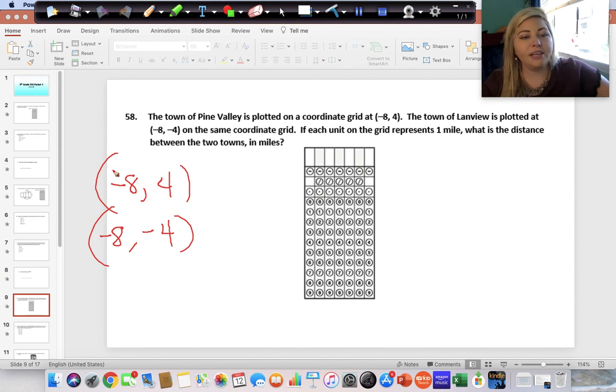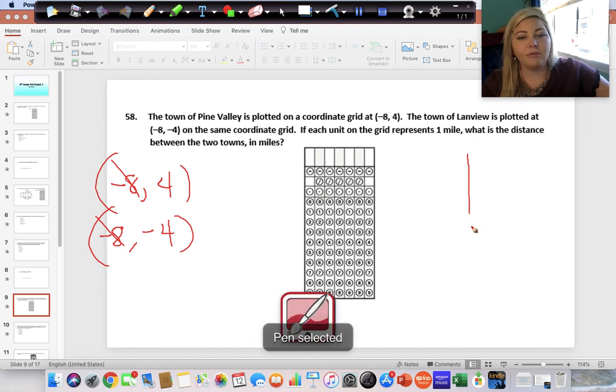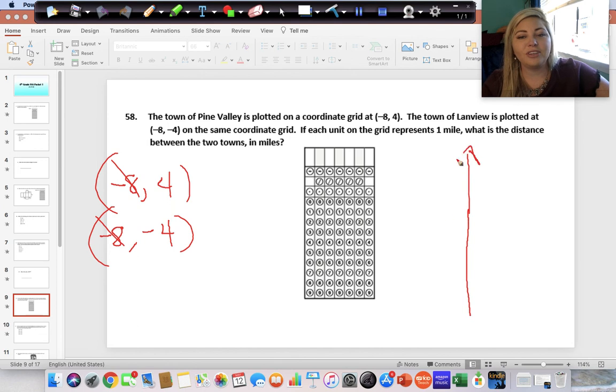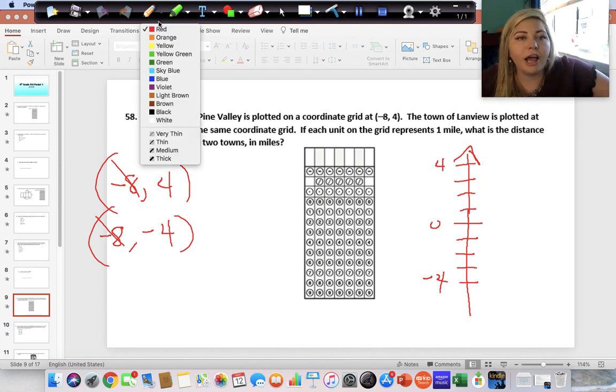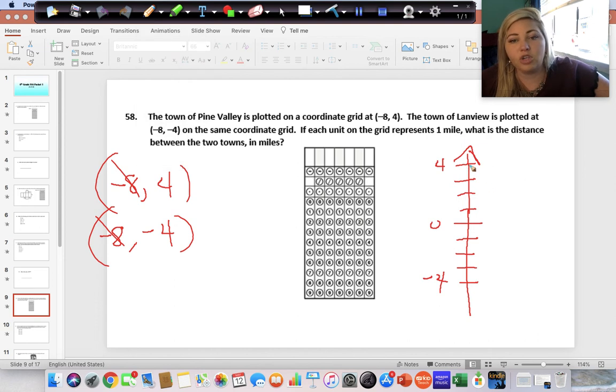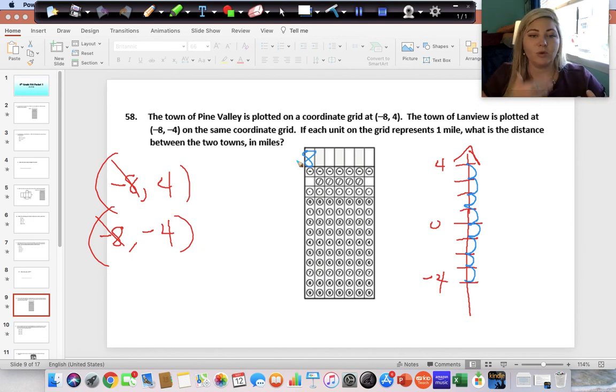Okay, so these are the same, right? So we're really just looking at a number line where we have 4 and -4. And we're just trying to find the distance between these two numbers. So you can draw your number line, you can count, you can do this in your head as long as you are getting the right answer. 1, 2, 3, 4, 5, 6, 7, 8. So it is 8 miles, 8 spaces in between, or 8 miles between the two houses.